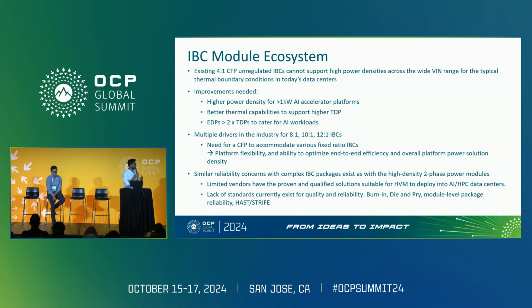Definitely, innovation is required on the thermal aspects of these intermediate modules. Of course, the electrical challenges are daunting, but it's mostly about how you manage the losses, and thermal management is, I think, of utmost importance. And lastly, with ever-evolving AI workloads, these IBCs need to support peak power excursions higher than 2 times TDP.